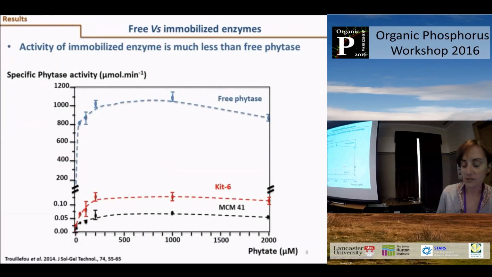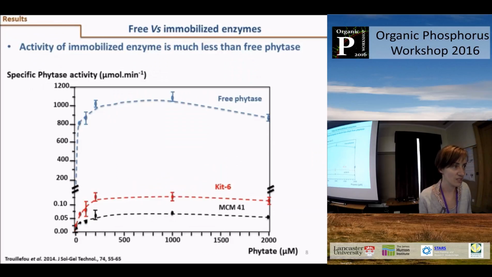So my first result is this one. You may remark that the free phytase activity is much higher than the immobilized activity, so I hope you are not too disappointed. I have later results that you will be more interested in. But you can see that KIT6 has a phytase activity which is higher than the control, because in KIT6 you can have phytase adsorbed onto the surface, but also phytase can penetrate into the porosity. That's why we have a greater phytase activity compared to the control.